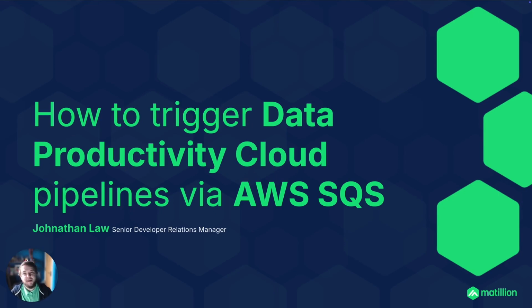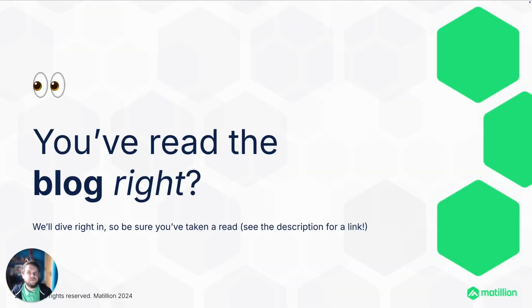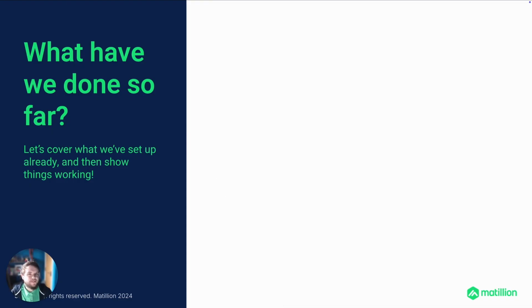I'm going to talk to you today about how to trigger Data Productivity Cloud pipelines via AWS SQS. So first things first, you have already read the blog, or at least seen it, right? It will give you all of the data that you need to know. So what have we done so far?